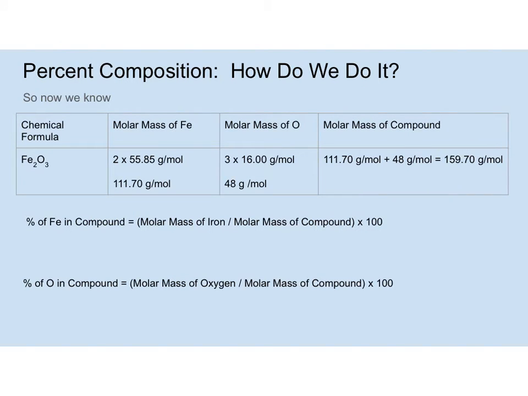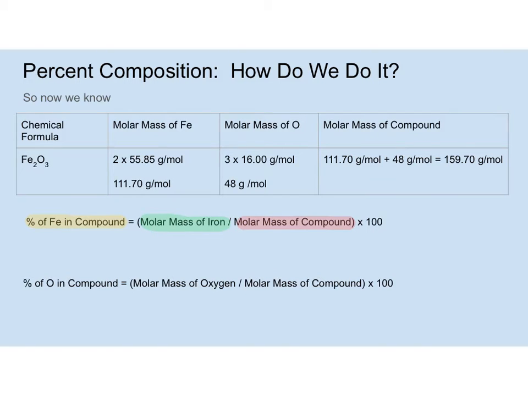If I want to know the percentage of iron in the compound, what I basically take is the molar mass of just the iron in the compound divided by the molar mass of the entire compound, and then multiply that by 100. Okay? So if I'm going to do that out, let me just get my pen here.